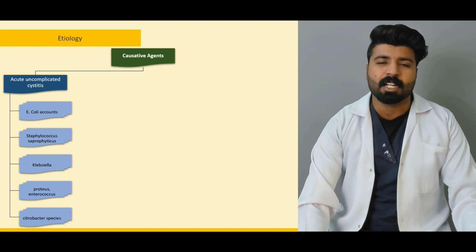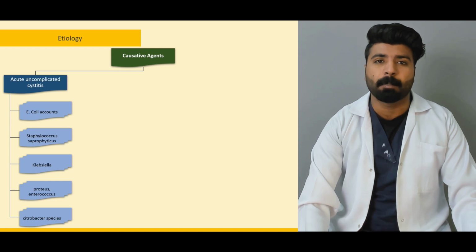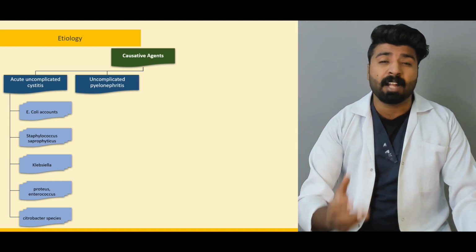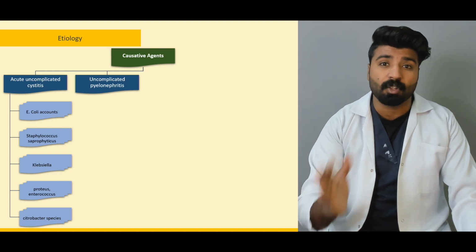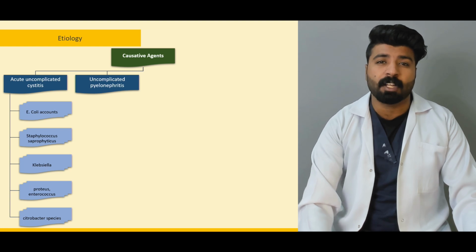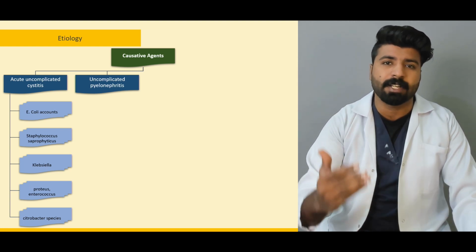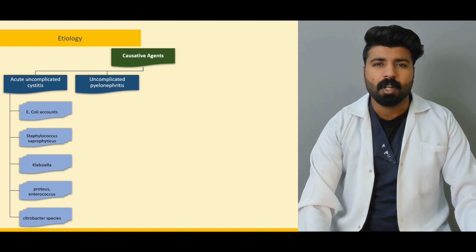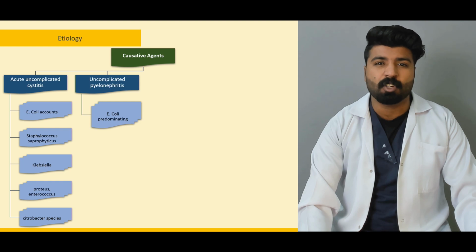Now, all of these organisms are responsible for an acute infection of the bladder, and it is not going to be complicated. On the other hand, we have uncomplicated pyelonephritis. Pyelonephritis is an infection of the kidney, when the renal parenchyma is being affected and the tubules are being blocked. It happens because the infection ascends its way to the kidneys and causes pathology, but it can also be because of hematogenous spread. So what organisms cause uncomplicated pyelonephritis? E. coli predominantly is responsible for this.